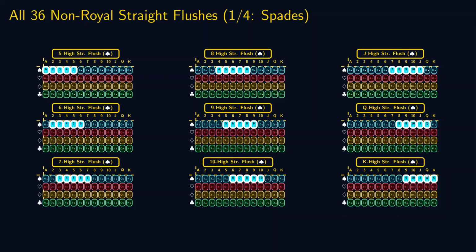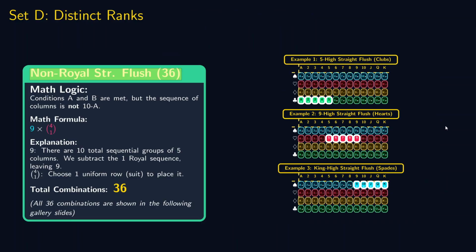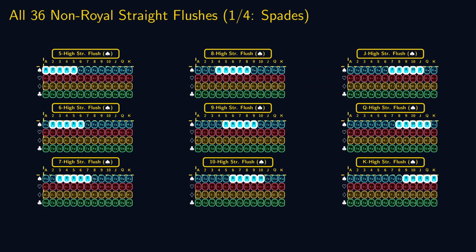So we have 10 high through king high, plus the special case of 5 high with the low ace. Count them. 5 high, 6 high, 7 high, 8 high, 9 high, 10 high, Jack high, Queen high, King high. That is 9 sequences. Let us look at 3 examples before we confirm the count.